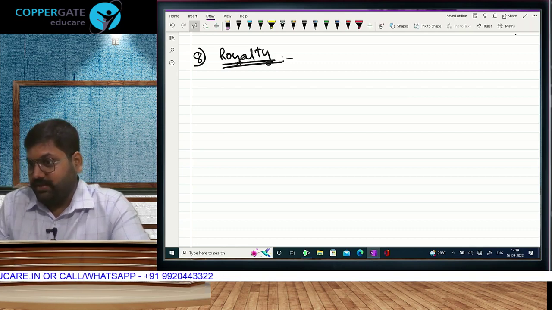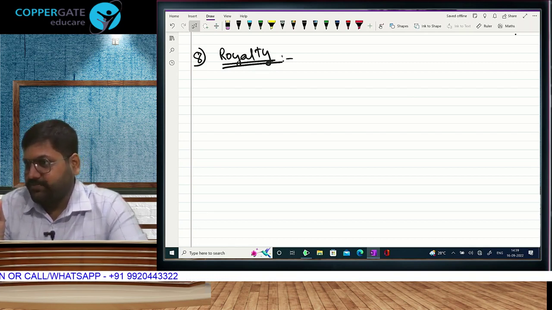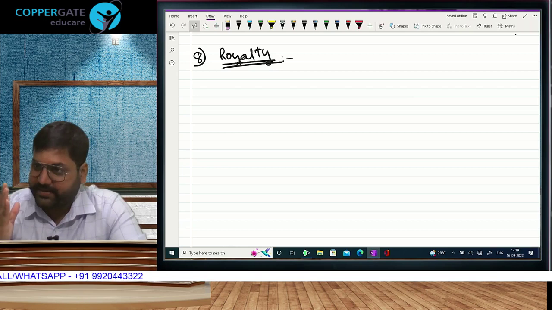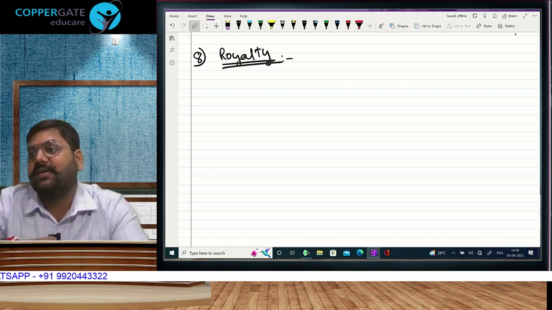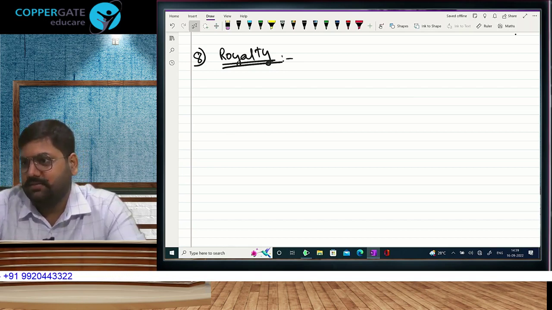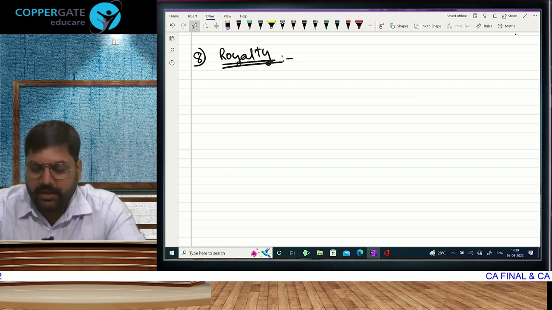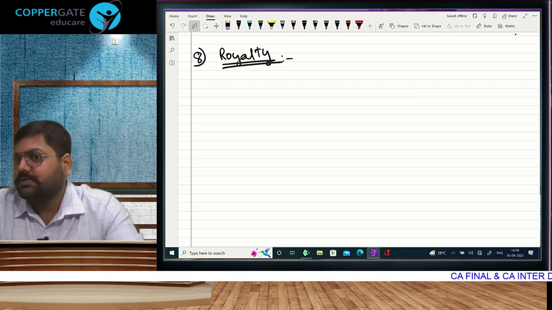So what you see is between royalty and fees for technical services (FTS), the distinguishing factor is whether it is human skill or some other asset. Okay. Royalty, if I have to define in one line, is a rent.